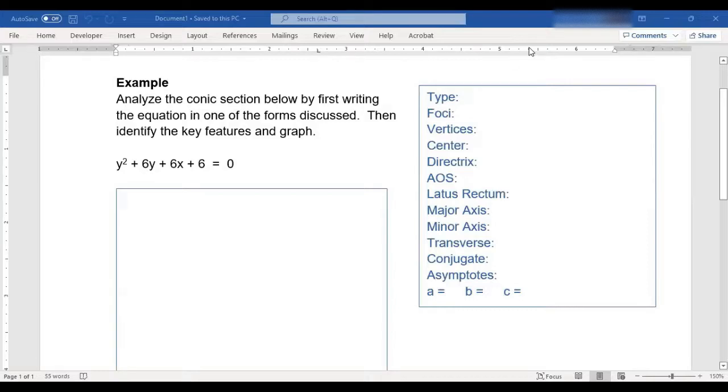In this example, we're starting with a little bit of a messier equation. So this problem is going to involve us completing the square, so we'll review that a little bit. And so let's just go ahead and get started.